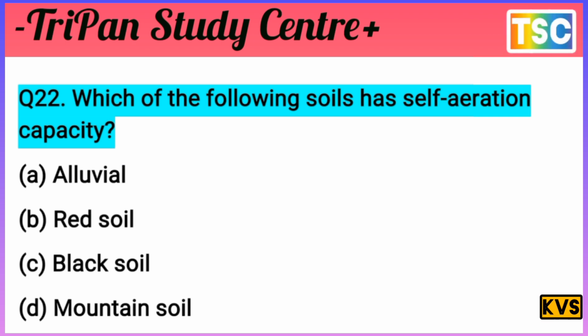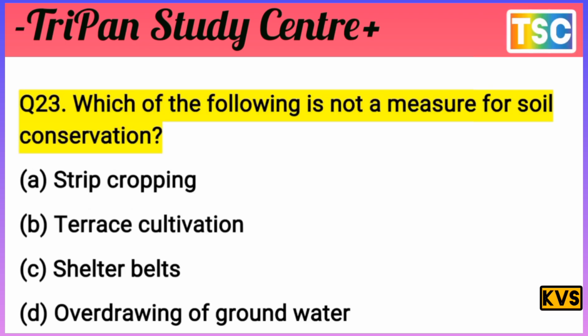You must have a thought of your answer. Let's see what our answer for this question is. The question is very clear cut: which soil has a self-aeration capacity? It is not alluvial, not red soil, and not mountain soil. The answer is black soil. C option is correct here. C, black soil. Check your answer.